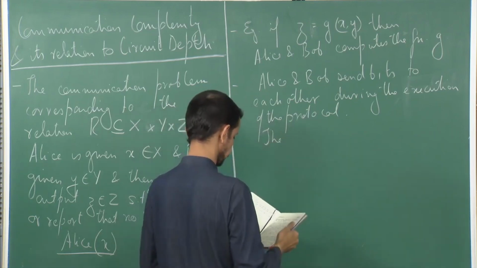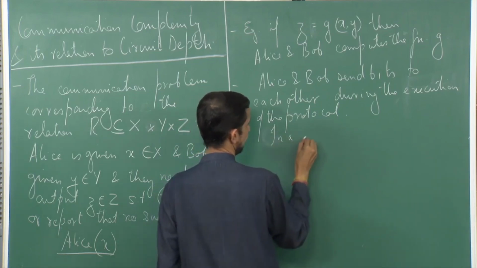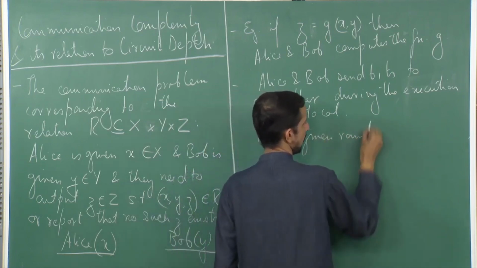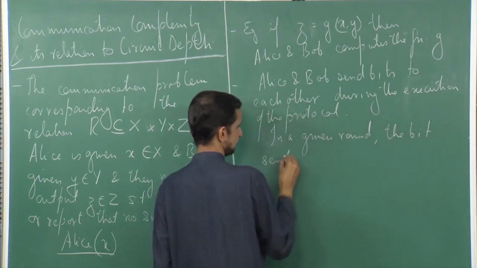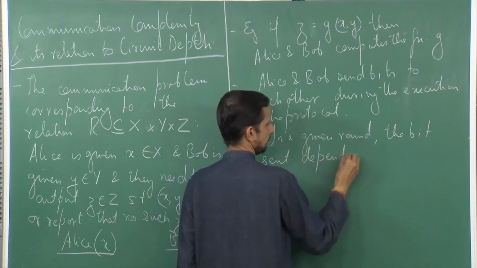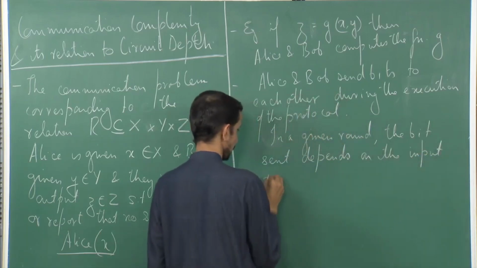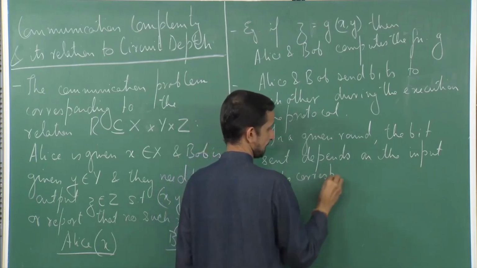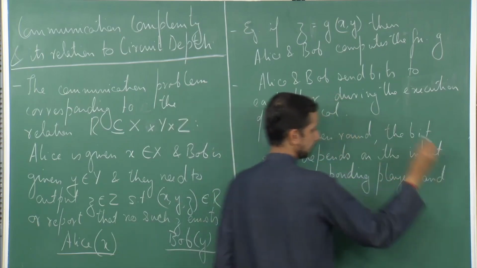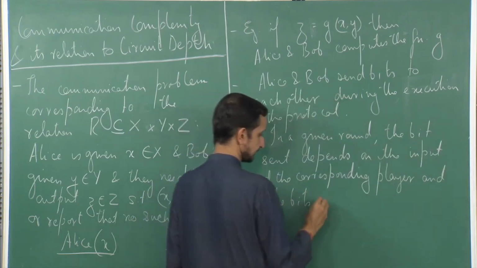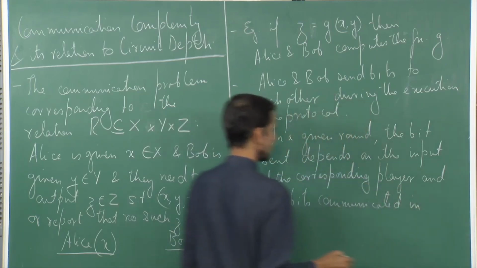In a given round, the bit sent depends on the input of the corresponding player and the bits communicated in earlier rounds.